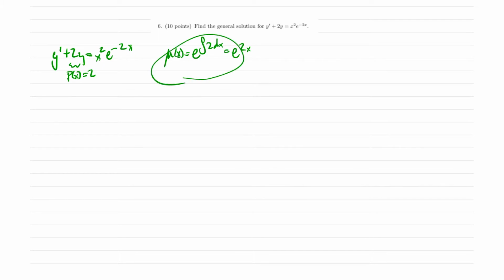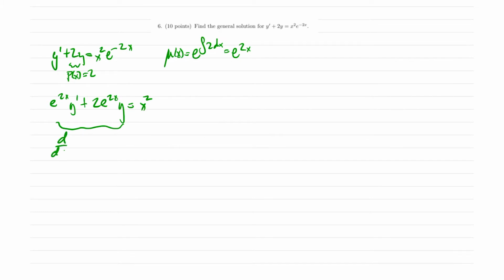What's nice is when we multiply this through, we see that it's going to cancel this guy. So let's do that. So we have e to the 2x times y prime plus 2 e to the 2x times y is equal to x squared. Now, remember, this is supposed to be a product rule, and so this is the same as saying d by dx of e to the 2x times y is equal to x squared.